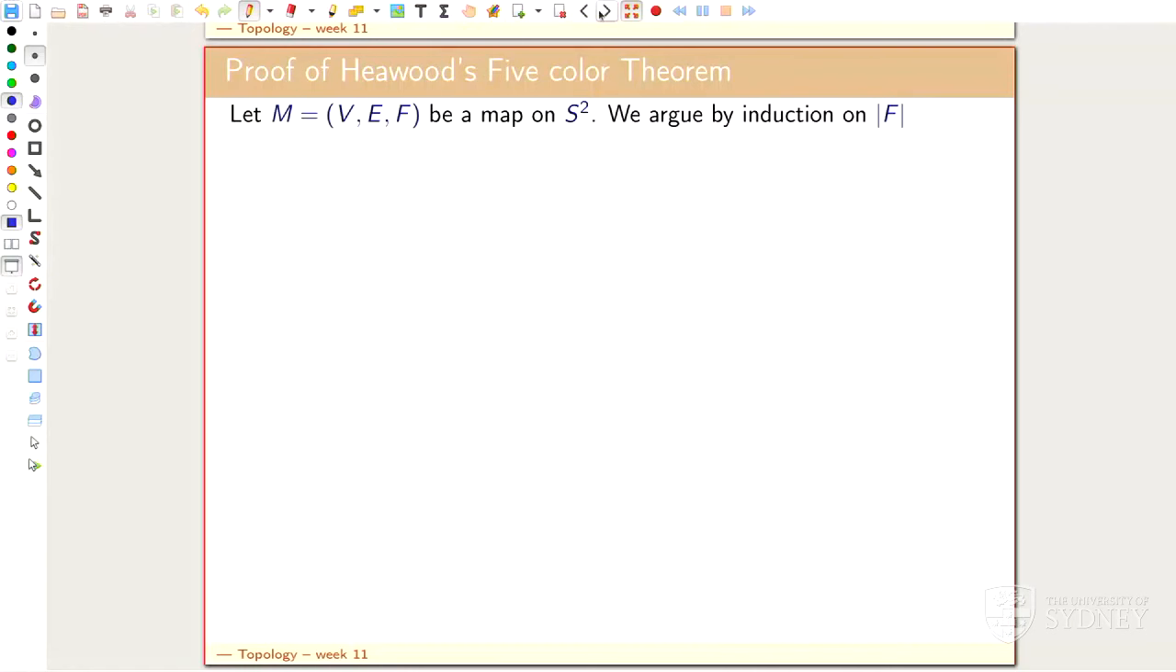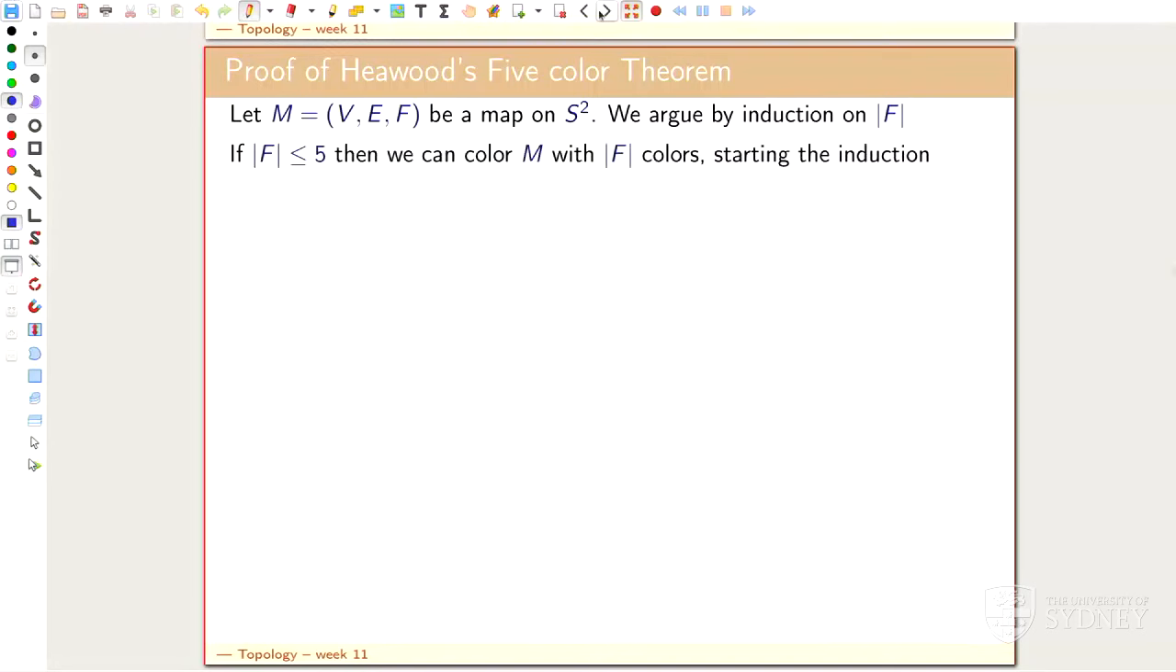Essentially, if the number of faces is very small, you can just list all maps and do it by hand if you want. That's not very difficult. So if the number of faces is really small, let's say smaller than 5. If you only have 5 countries in total, then certainly 5 colors will be completely sufficient, right? So that gets us started. You could also just draw all of them, only finitely many.